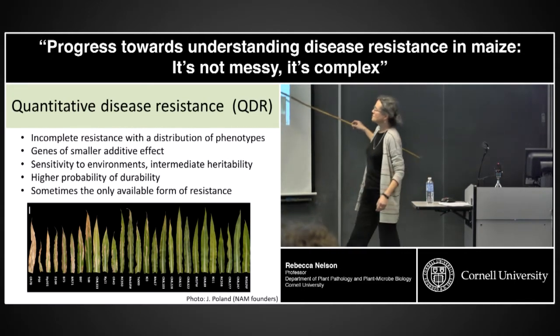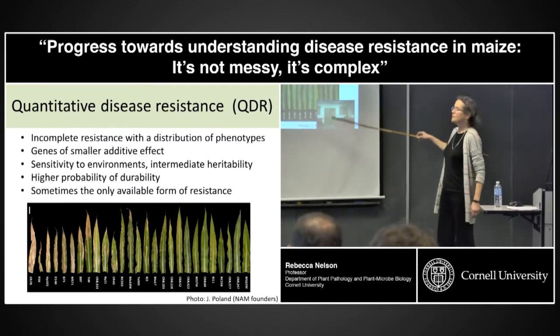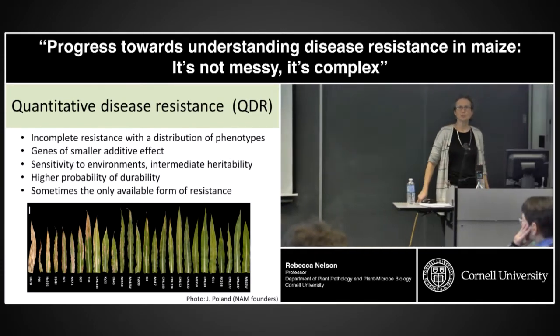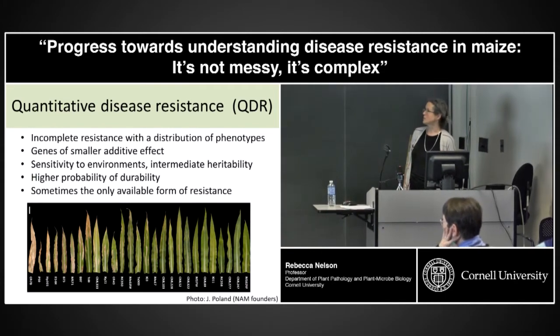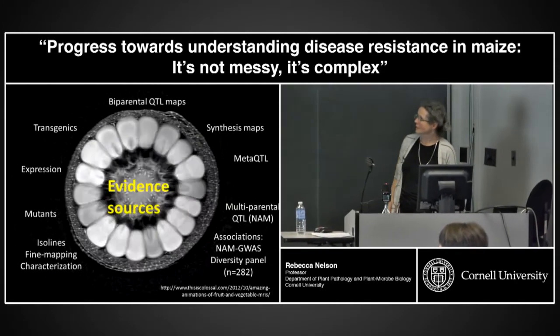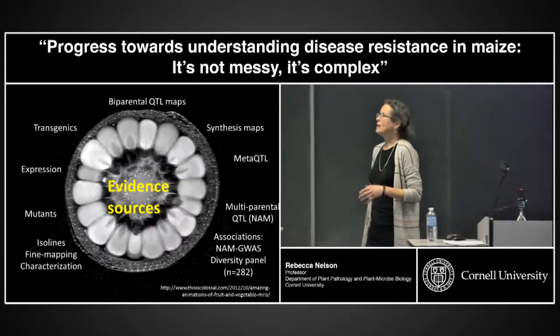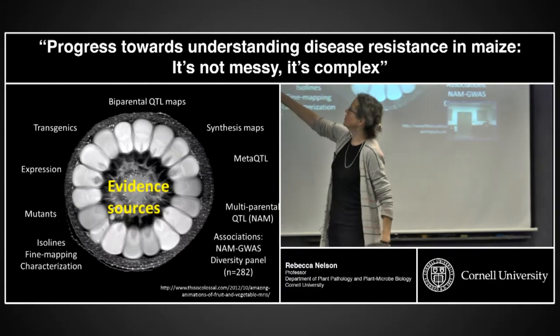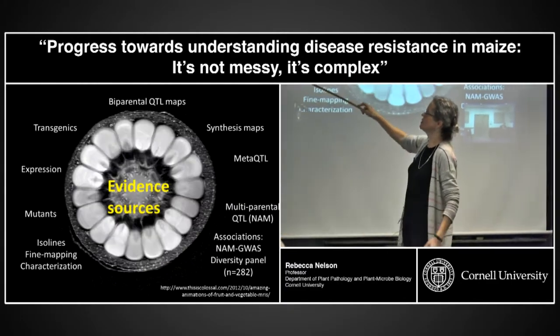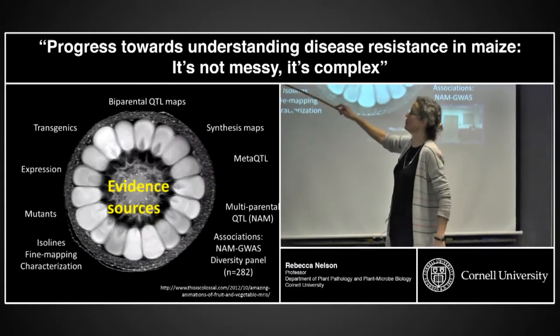So this shows the range of disease phenotypes in the founders of the nested association mapping platform that we've benefited greatly from, that the Buckler organization has come up with. So in trying to understand resistance, we tap into a range of resources, starting with biparental QTL maps and synthesizing them, sometimes analyzing them together in meta-analysis.